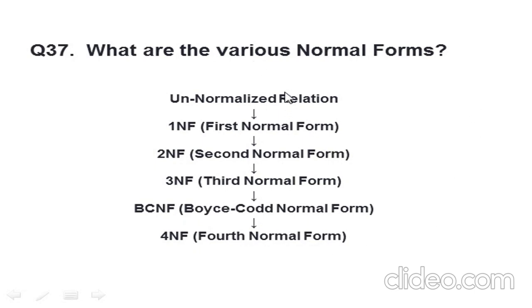It all begins with an unnormalized relation, or a relation which is unnormalized. From the unnormalized relation, we will move on to first normal form. From first normal form, we'll convert it into second normal form. From second normal form, we'll convert the relation into third normal form. From third normal form, the relation will be converted into Boyce Codd normal form and the fourth normal form. So what do you mean by relation? Relation means a table. So the table will be converted into first normal form, and then from first to second, second to third, third to BCNF, and BCNF to fourth normal form.